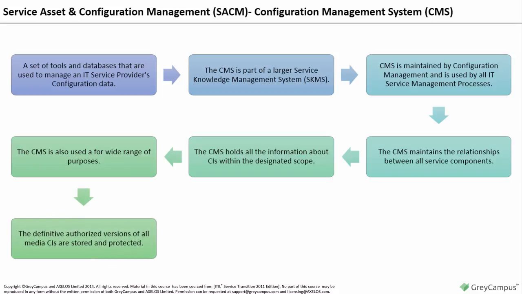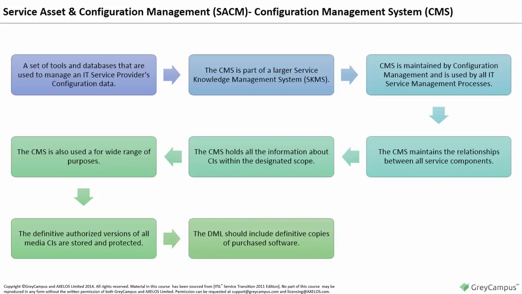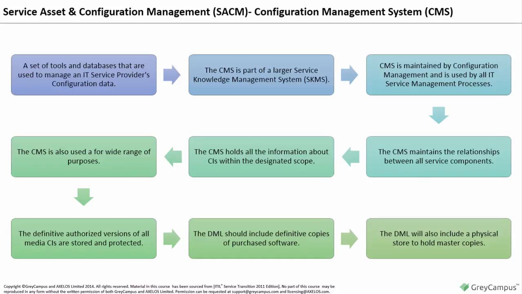The Definitive Media Library, DML, is the secure library in which the definitive authorized versions of all media CIs are stored and protected. The DML should include definitive copies of purchased software, along with licensed documents or information, as well as software developed on site. The DML will also include a physical store to hold master copies, e.g. a fireproof safe. Only authorized media should be accepted into the DML, strictly controlled by SACM.